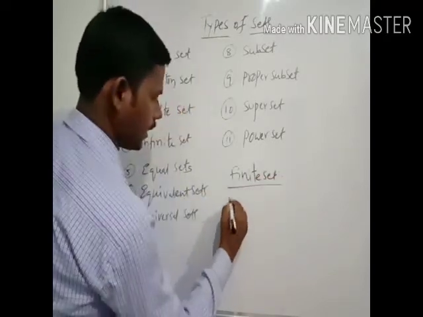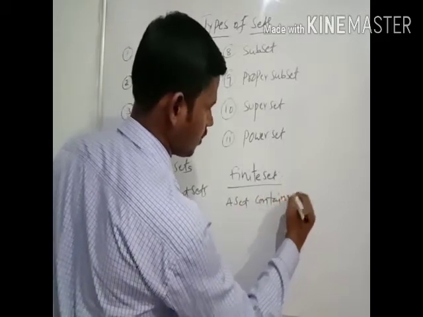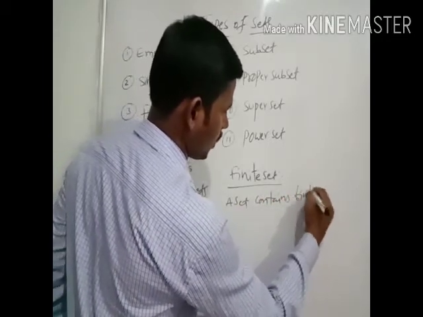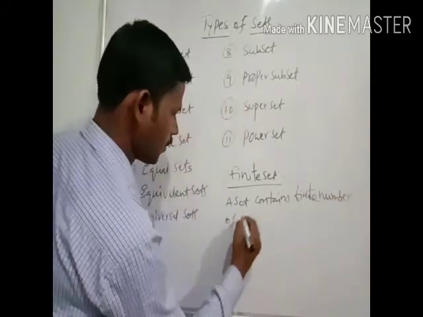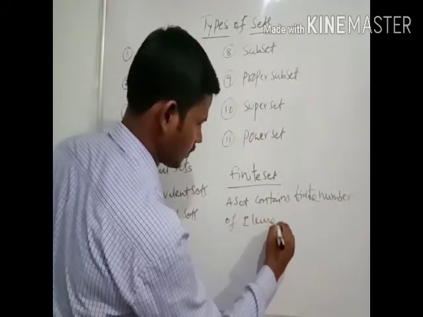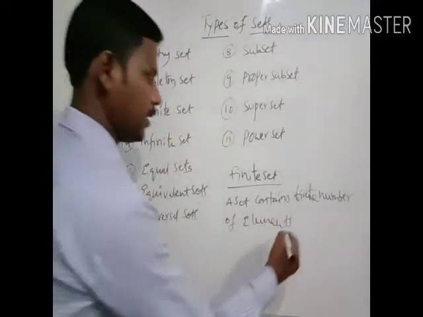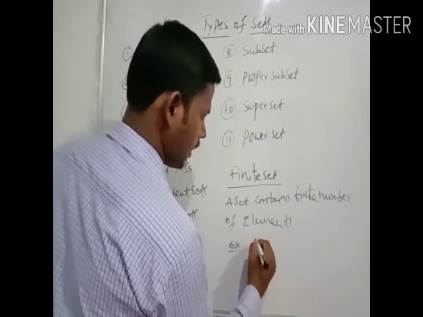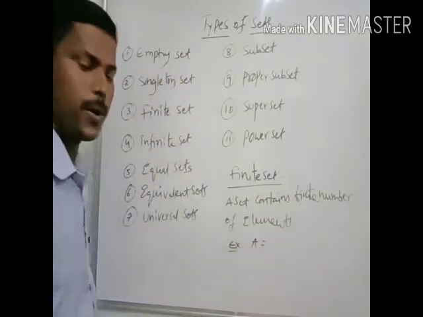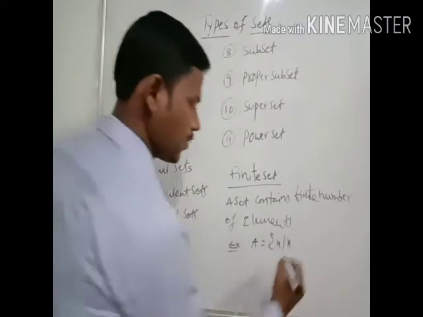A set containing a finite number of elements is called a finite set. For example, A equal to counting numbers less than 6.